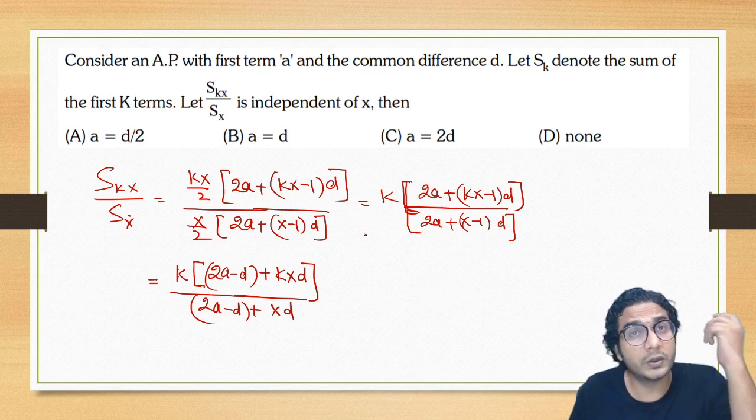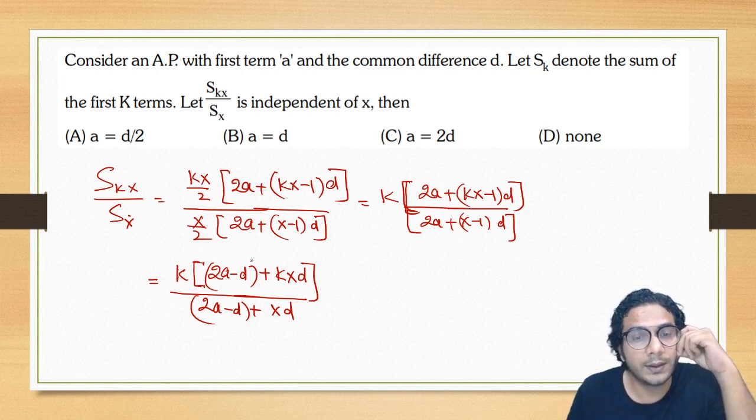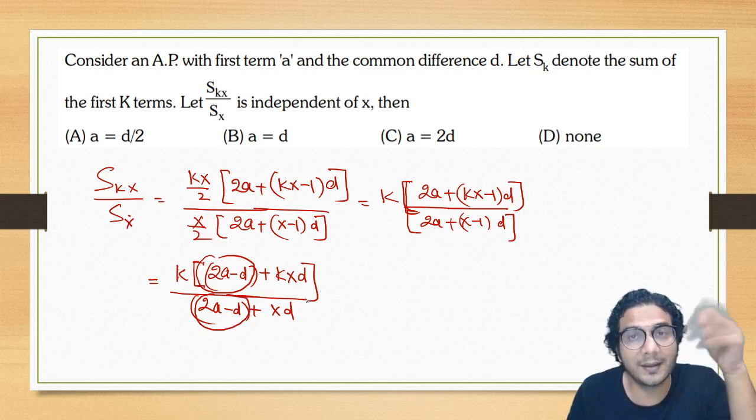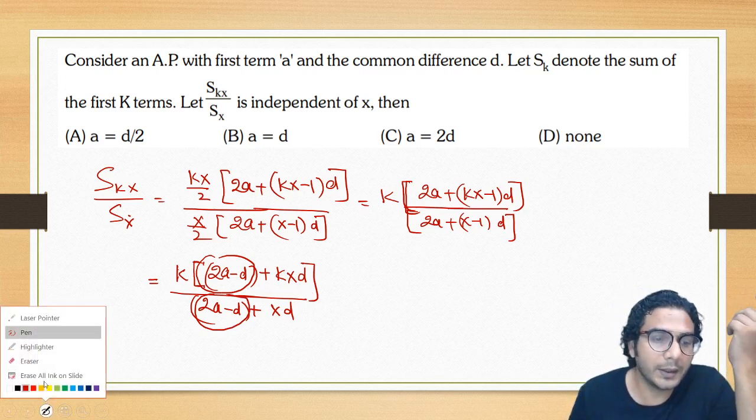So that means it should be true for k equal to 2, it should be true for k equal to 3, right? Now see, if I put this term, 2a minus d, equal to 0, then this term will also become 0 and it will be a direct ratio of kxd upon xd. So x will get cancelled and d will also get cancelled, right? And you'll get the answer.